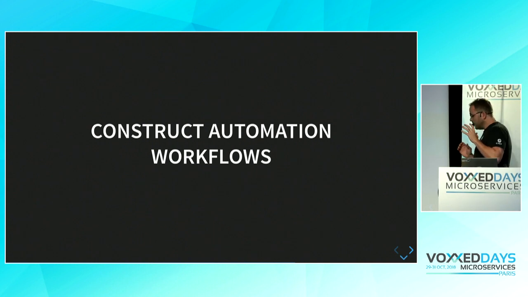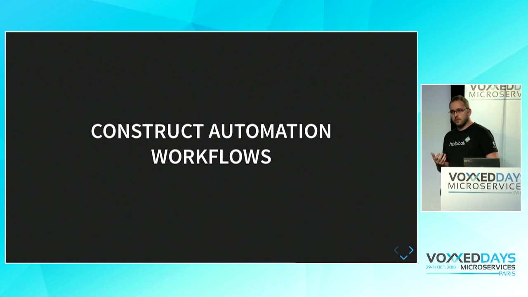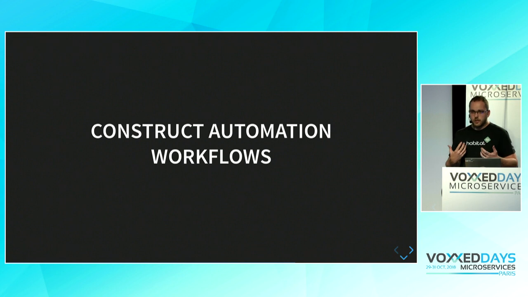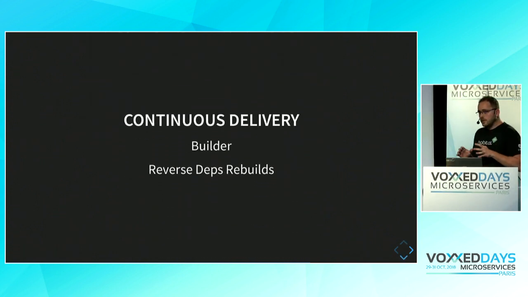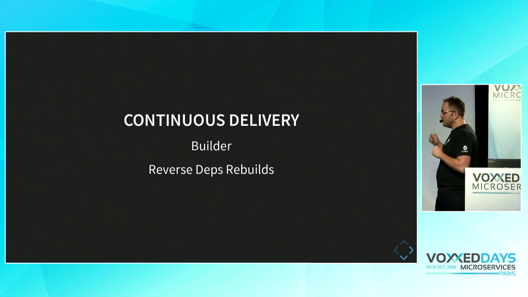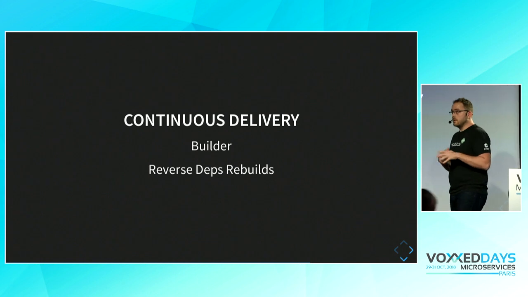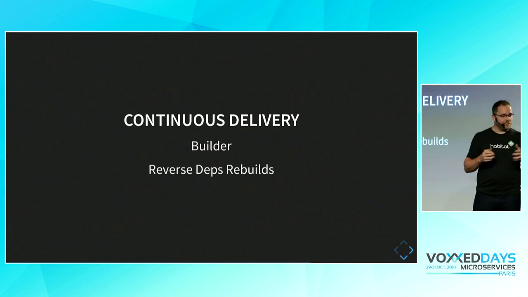Once you have packaged and specified how you want to run your application, you can construct automation workflows. This is more for humans, for developers, for ops in the company. The basic thing is continuous delivery. Out of the box, the on-premise depot does not do anything for you. It just stores the artifacts.